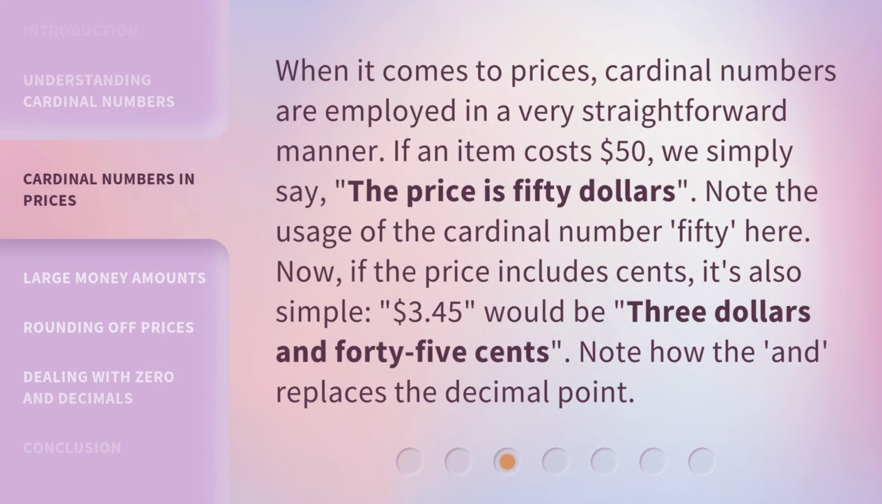When it comes to prices, cardinal numbers are employed in a very straightforward manner. If an item costs $50, we simply say, the price is $50. Note the usage of the cardinal number, 50, here. Now, if the price includes cents, it's also simple. $3.45 would be $3.45. Note how the "and" replaces the decimal point.